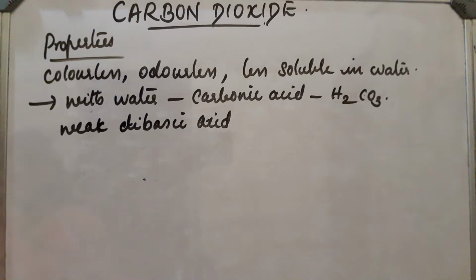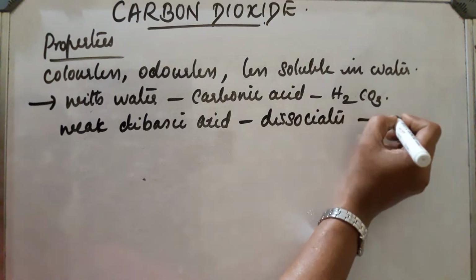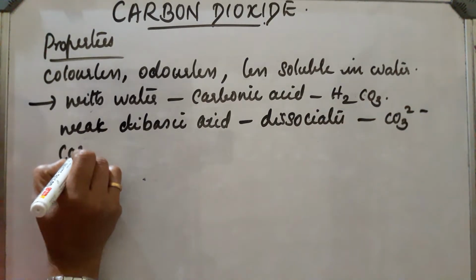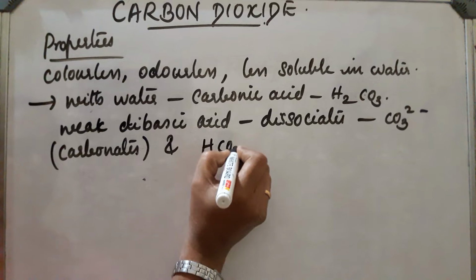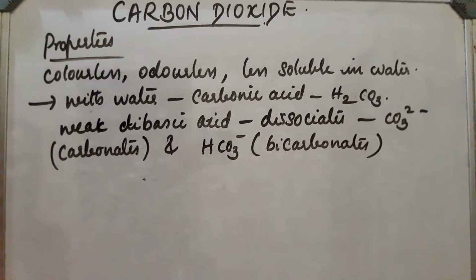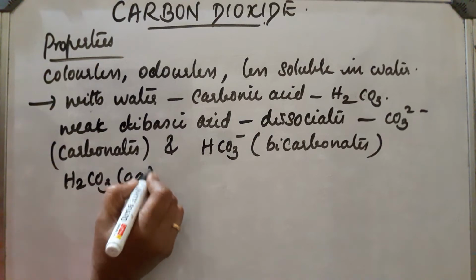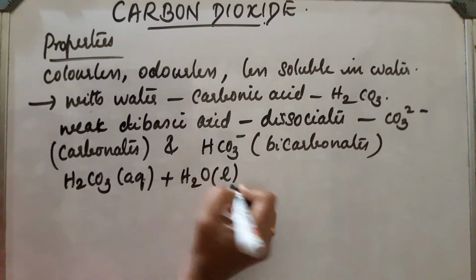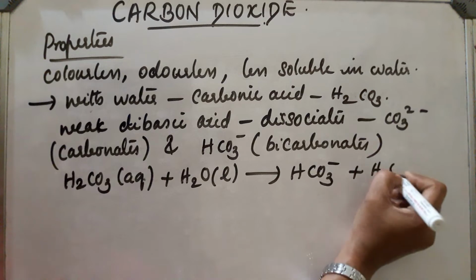It dissociates to give two series of salts, that is CO3 2 minus carbonates and bicarbonates, HCO3 minus. So carbonic acid is a weak dibasic acid and it dissociates into carbonates and bicarbonates. H2CO3 plus H2O forms HCO3 minus plus H3O plus.